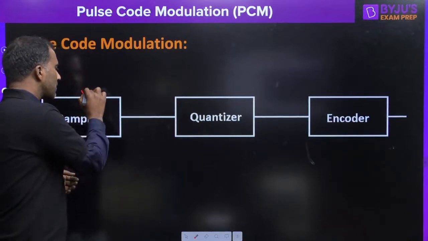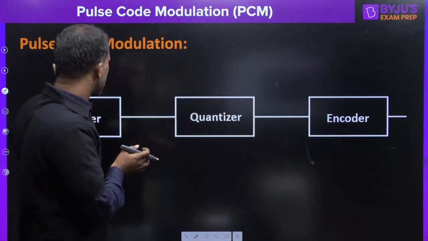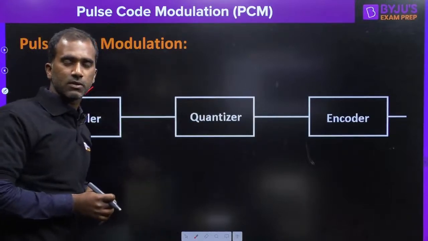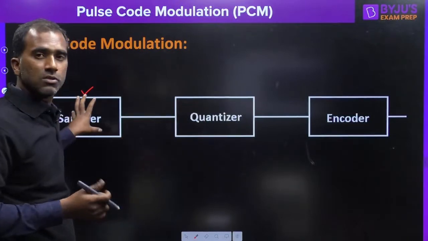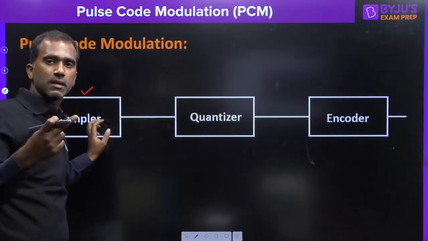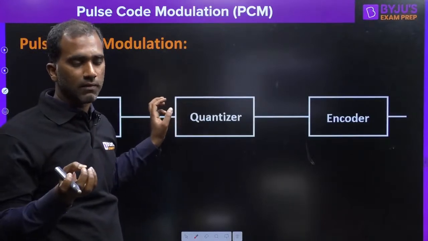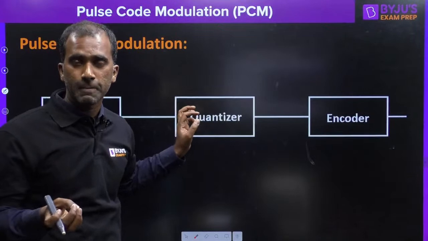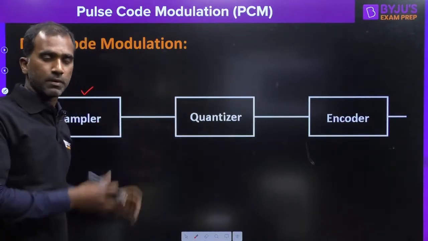I'll talk about the sampler. Sampler is a huge concept. I'll not be able to get into the in-depth details of the sampler, because generally I take around 5 to 6 hours to complete this topic. There are natural sampling, practical sampling, ideal sampling, bandpass sampling, multiple sampling techniques. Very wonderful mathematics is also involved there. So I'll not be able to cover the sampling topic in today's session because that's a big topic.